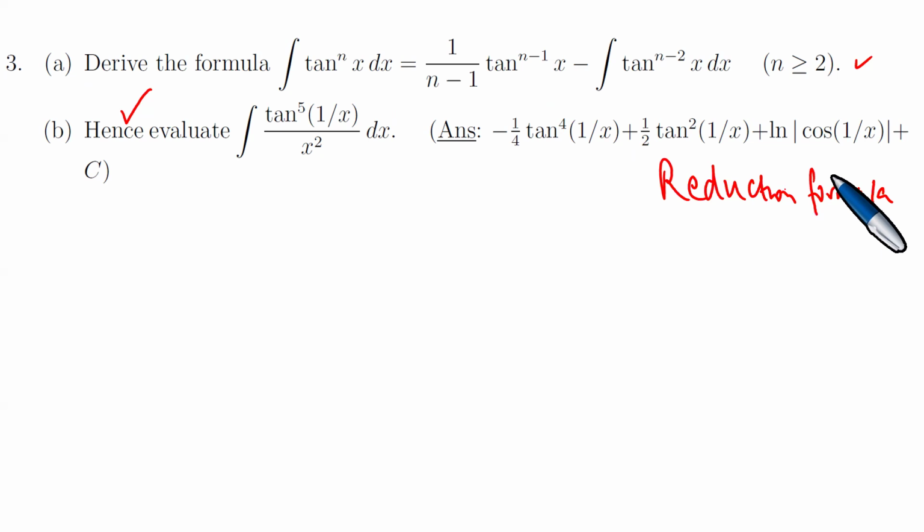Okay, let us look at the tangent to the nth power. This is called the reduction formula, because it reduces the power from n to lesser powers, like n minus 1, n minus 2. Now, let's look at that and reason together, because we need to derive this particular reduction formula. We need to reason and see how best this can actually be done.